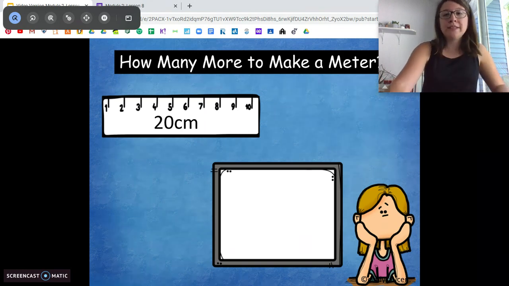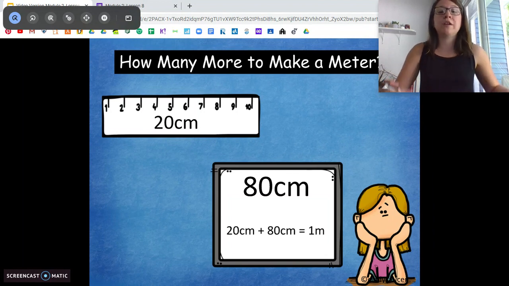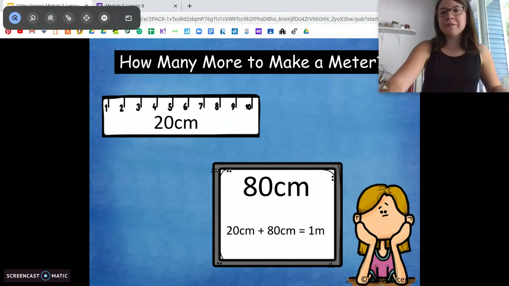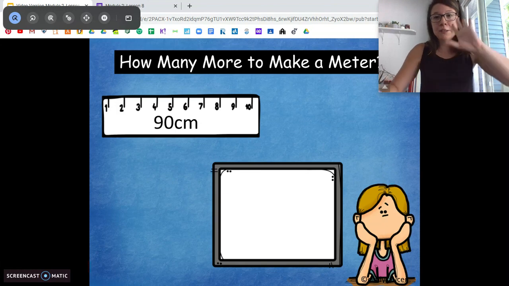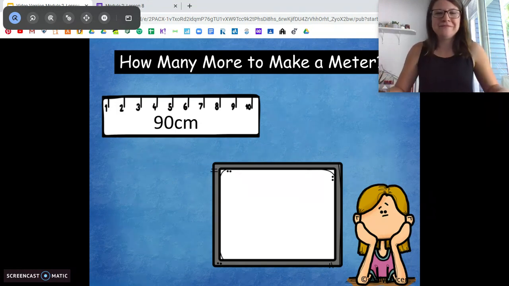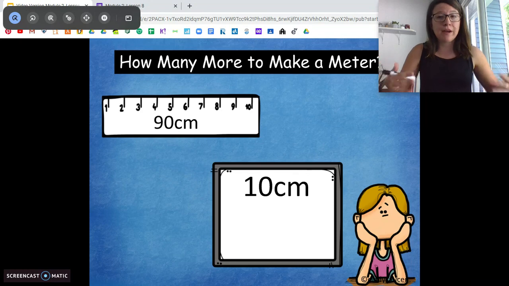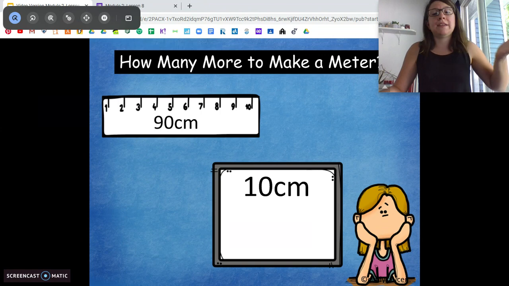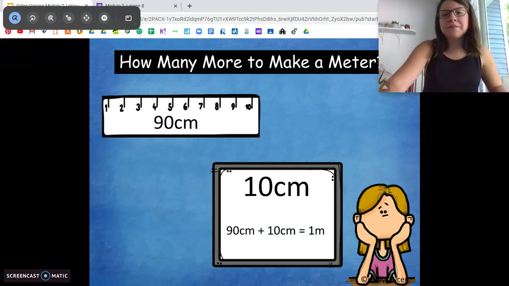Ready? Okay, so if we have 20 centimeters, we need 80 more centimeters to get to 1 meter or 100 centimeters. 20 centimeters plus 80 centimeters equals 1 meter. Next one, 90 centimeters. Go ahead and write that addition sentence. Pause, come back when you're ready. Ready? Okay. We need 10 more centimeters. Again, knowing my facts to get to 10, 9 plus 1 equals 10, or 90 plus 10 equals 100, or 1 meter for using lengths.